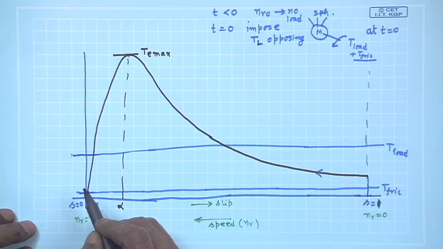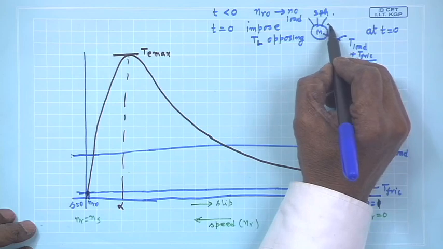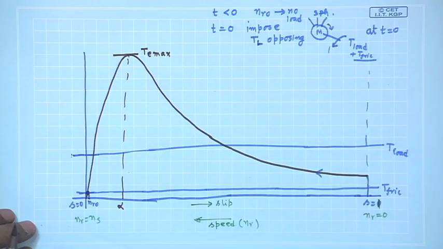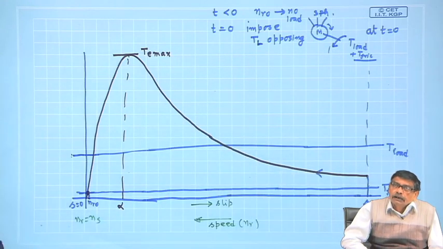Suddenly I have put an opposing torque. So, the machine was running like this and I have put an opposing torque. Now, what is the motor going to do? I told you the motor is nothing but an inertia.